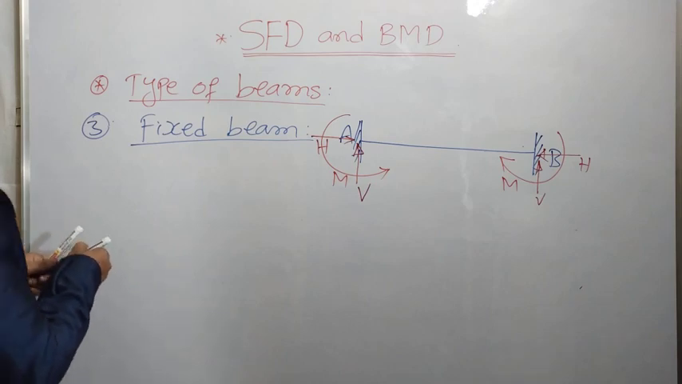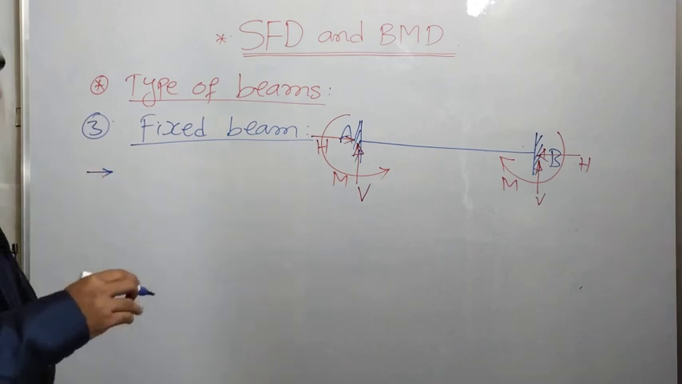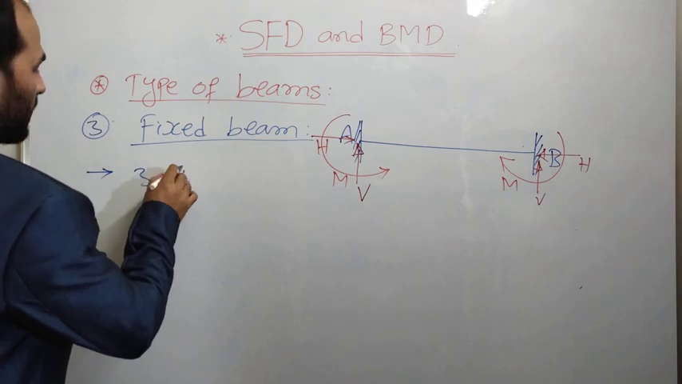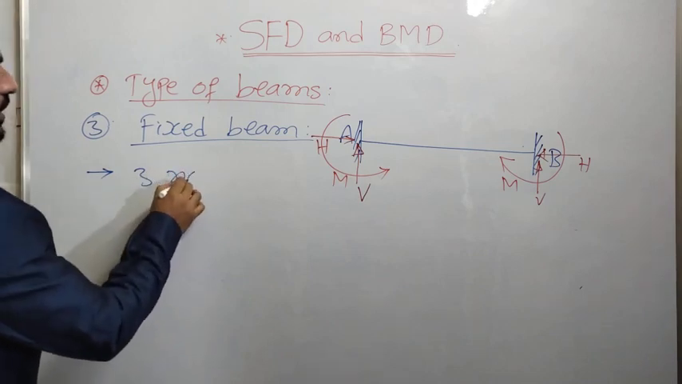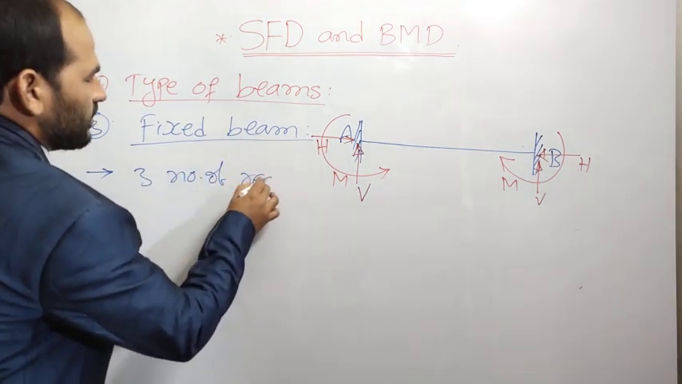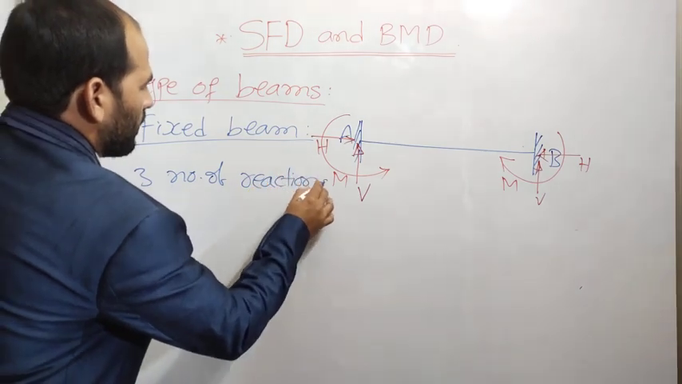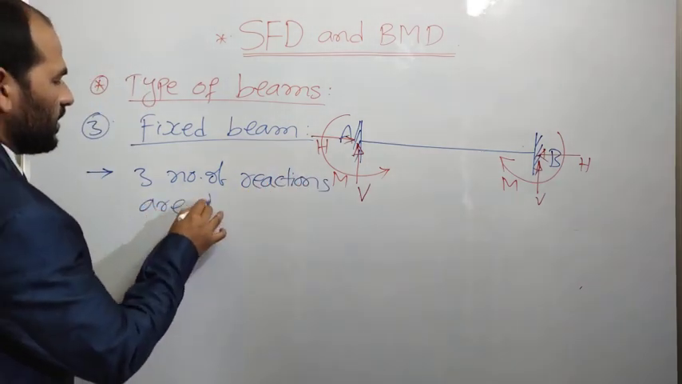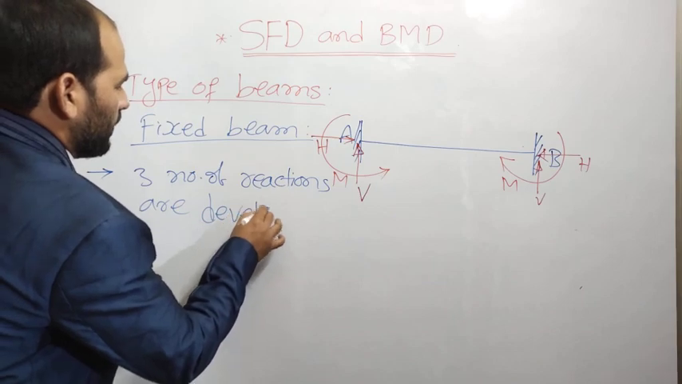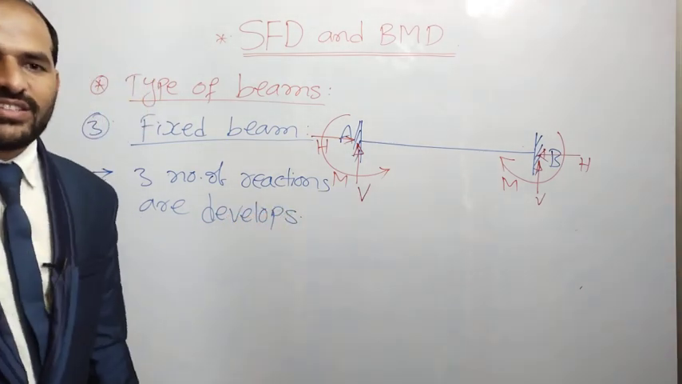Alright, so in a fixed beam, three reactions develop on each side.